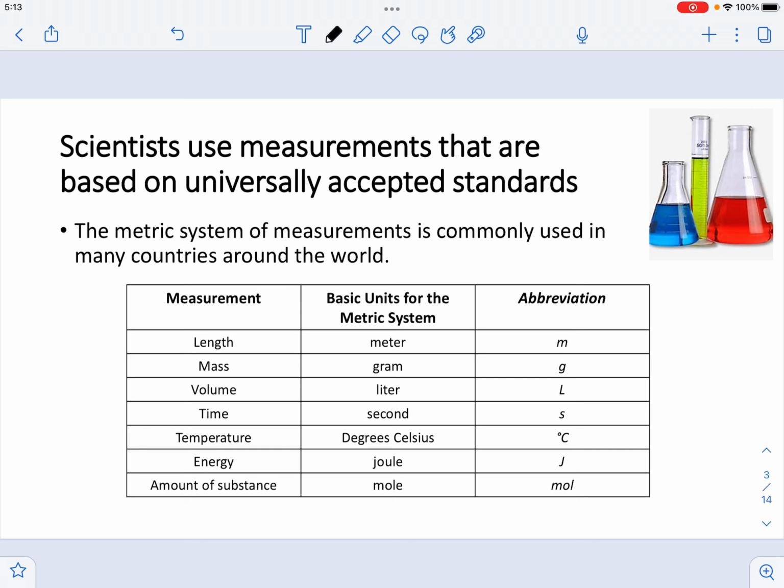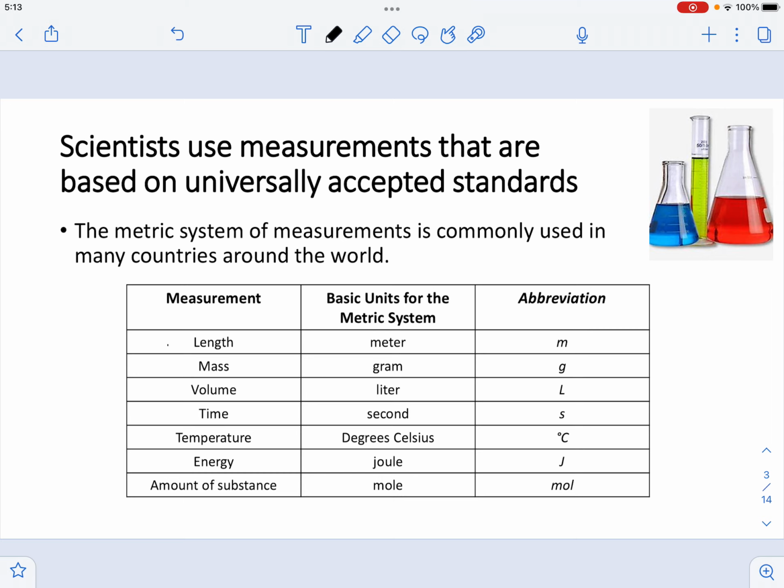When we are in the laboratory, all of us are scientists, and as scientists, we're going to use measurements that are based on a universally accepted standard. That standard is the metric system. In the following slide, we can see a selected number of measurements, followed by their basic units and their abbreviations. Some of the ones present here will be utilized in this lab and in labs throughout the semester.